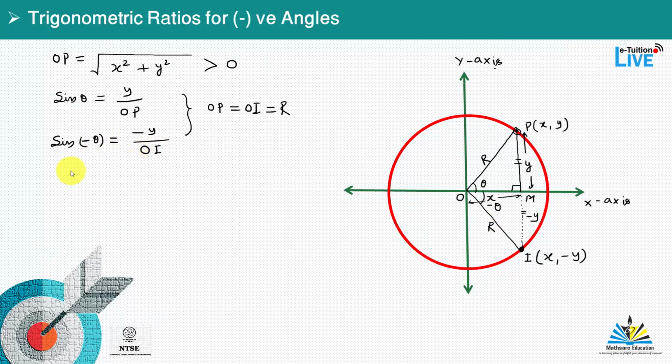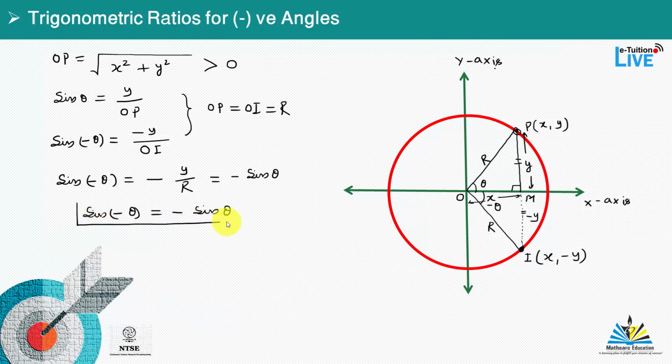So what you can observe here, sine of minus theta is equal to minus y upon OP, and OP and OI are the same, that is the radius, hence this is minus y upon radius, and that is minus sine theta. So we get the first result: sine of minus theta is equal to minus sine theta. Similarly, the reciprocal of sine is cosec, so the same result applies: cosec of minus theta is equal to minus cosec theta.